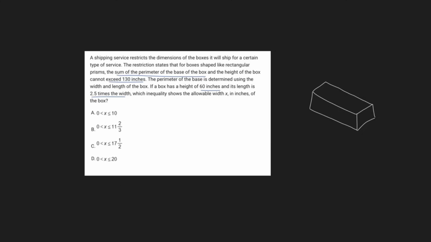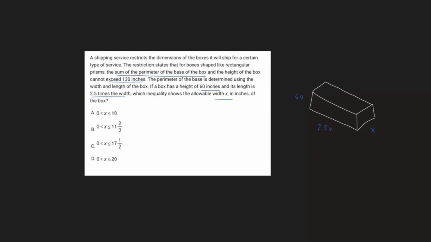All right, so first off, let's label our diagram, right? We know the height they give us is 60 inches, so let's just write 60 out here. And then they also give us the width, which is x. Well, we don't really have a value for x, so we'll just label x out here. We know the length is 2.5 times the width, so we just write this as 2.5x, right? And now what we need to do is set up our inequality.